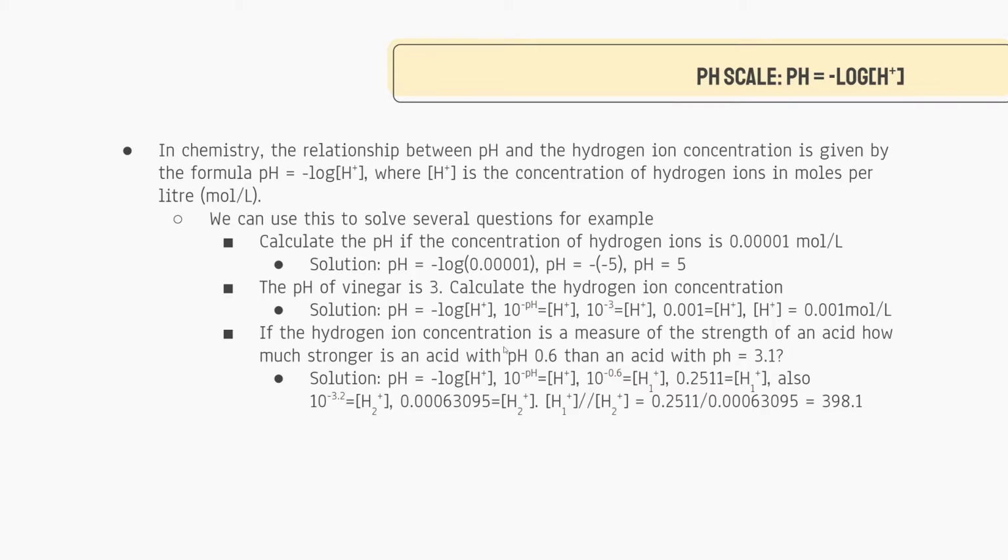So our formula, we just transformed it into an exponential function, and this is what we got. First, we substituted in 0.6 for hydrogen 1. This is how I'm marking our first acid. So 10 to the power of negative 0.6, you could put this into your calculator and you find out that that is equal to 0.2511.